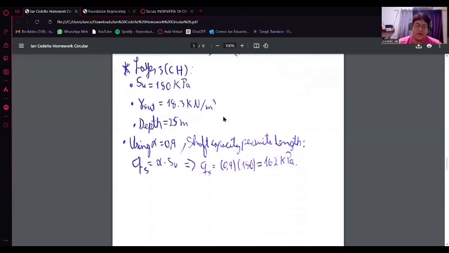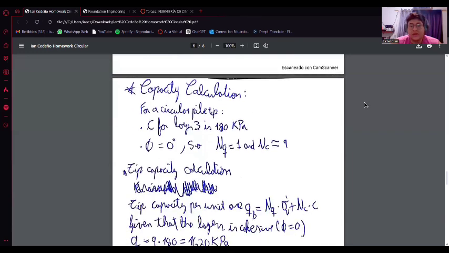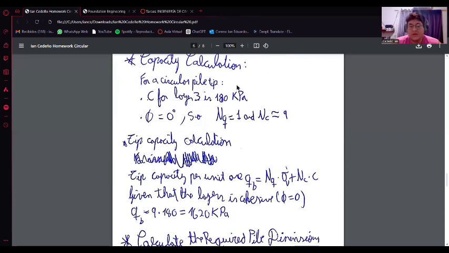For layer 3, we'll have the details using alpha equal to 0.9, the shaft capacity per unit length. We have the Q is alpha times SU. Now we're going to have the real details: 0.9 multiplied by 180. This is equal to 162 kilopascal. And next we have the capacity calculations for a circular pile type.